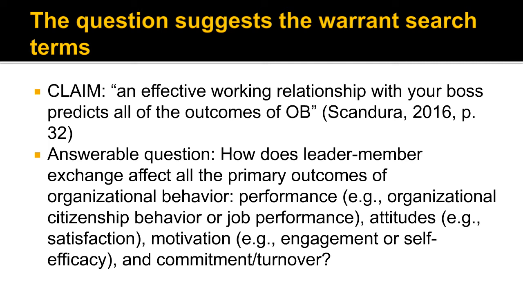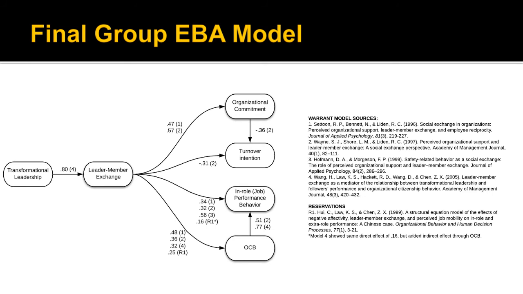An effective working relationship with your boss predicts all of the outcomes of organizational behavior. In other words, the exchange between a leader and a member of the organization is predicted to be a highly substantive influence on the desired organizational outcomes. This slide shows the final model produced in the Step 2, Part 2 tutorial.